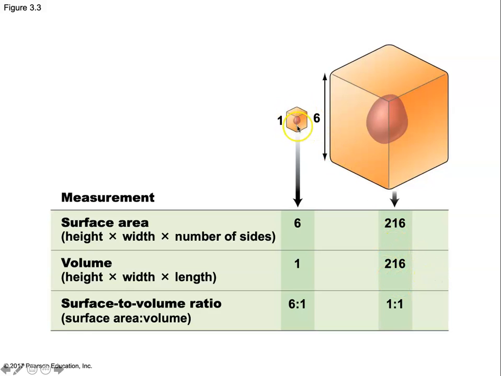In this smaller cell, we see a surface area to volume ratio of 6 to 1. 6 times as much surface area to volume. In this larger cube, we actually have a 1-to-1 ratio. And so the surface area to volume ratio is off. This smaller cell is going to be more efficient.